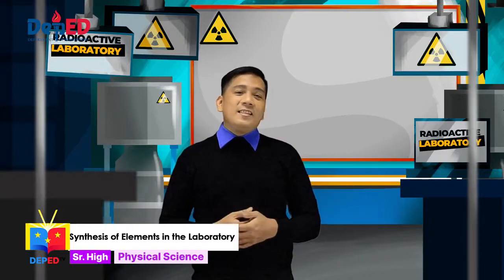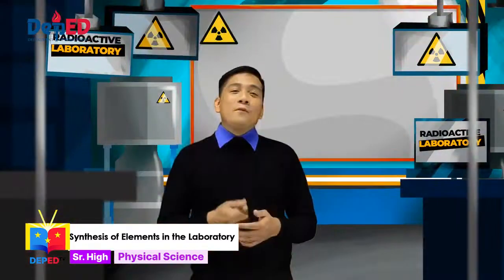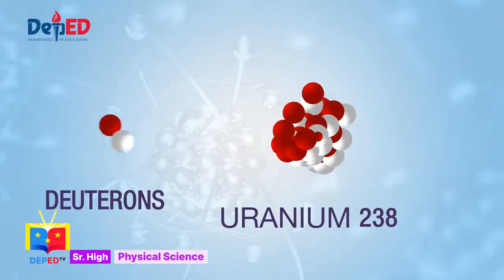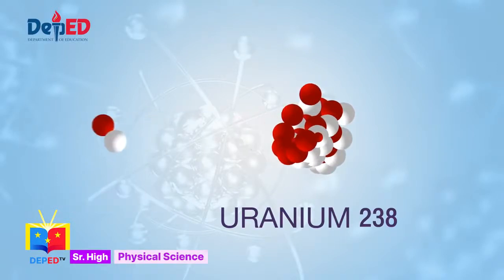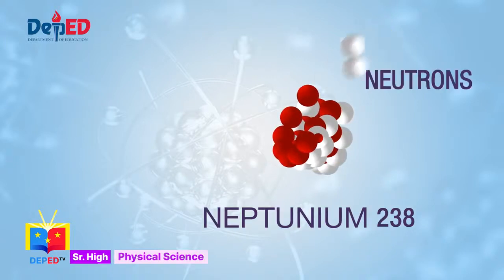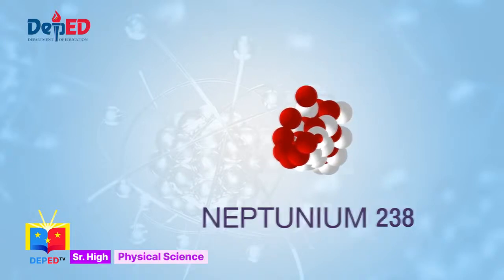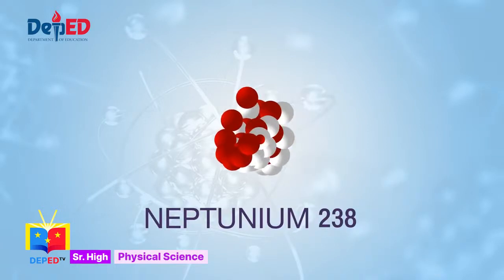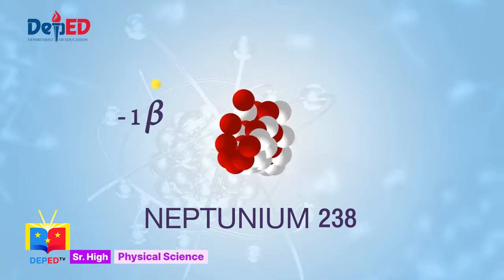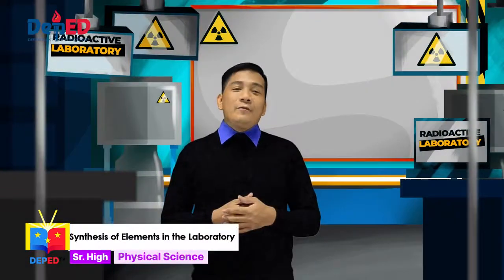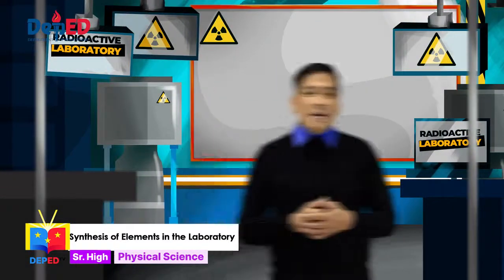Take a look at these and see if you can figure out what happened. First, uranium was bombarded with deuterons. The proton from the deuteron attaches to the nucleus. This turns uranium into neptunium and 2 neutrons are released. This neptunium-238 is highly unstable. One of the neutrons will turn into a proton. This will turn the number of protons into 94. Element 94 is plutonium.